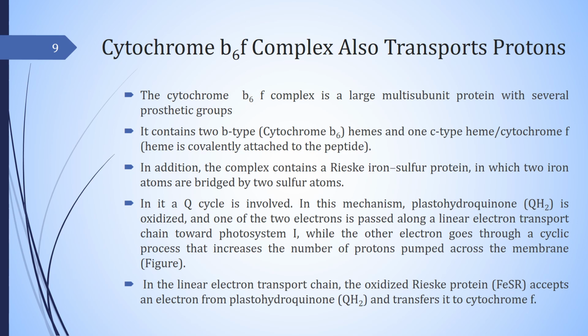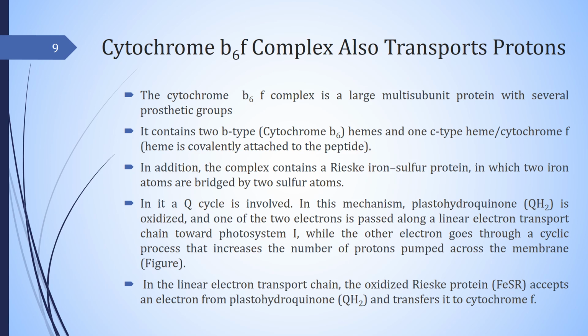In the Q cycle, the plastohydroquinone is oxidized and one of the two electrons is passed along the linear electron transport chain towards photosystem 1, while the other electron goes through a cyclic process that increases the number of protons pumped across the membrane. In the linear electron transport chain, the oxidized Rieske protein accepts an electron from plastohydroquinone and transfers it to cytochrome f.